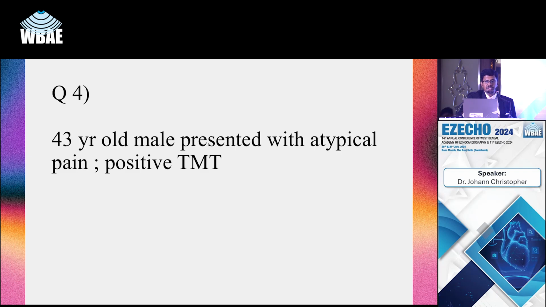Moving on, question number 4. 43-year-old male presented with atypical chest pain. He has a positive treadmill. Very common in your practice. A CT angio was done for this patient, and this is what was shown.